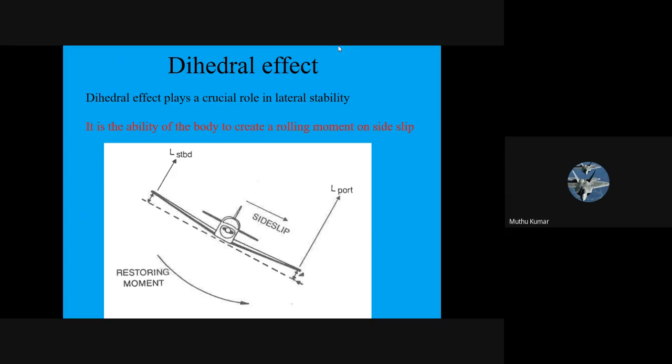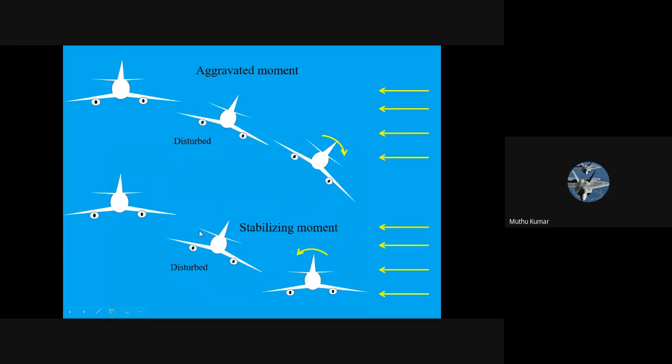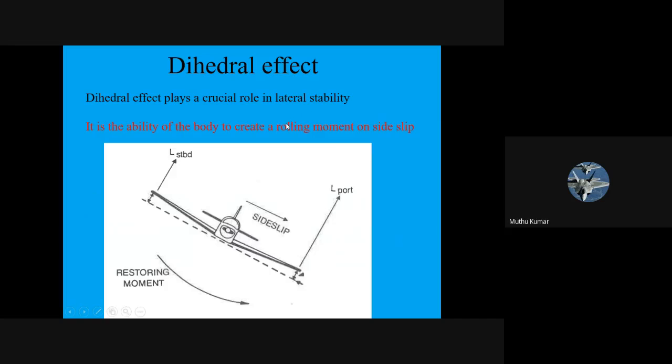That's called dihedral effect, the ability of the body to create rolling moment on side slip. What do you see in this picture? This is side slip. Because of the side slip, slip velocity came. That velocity has created a rolling moment. So it's called dihedral effect, creating a rolling moment due to side slip.